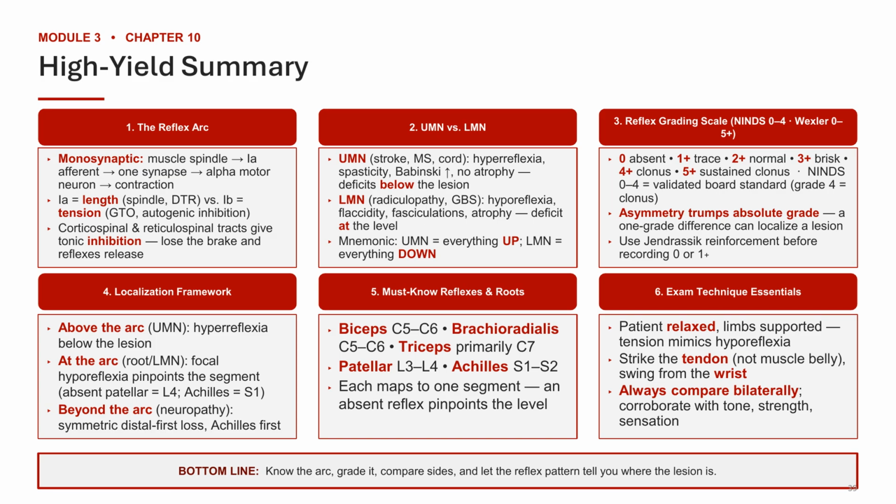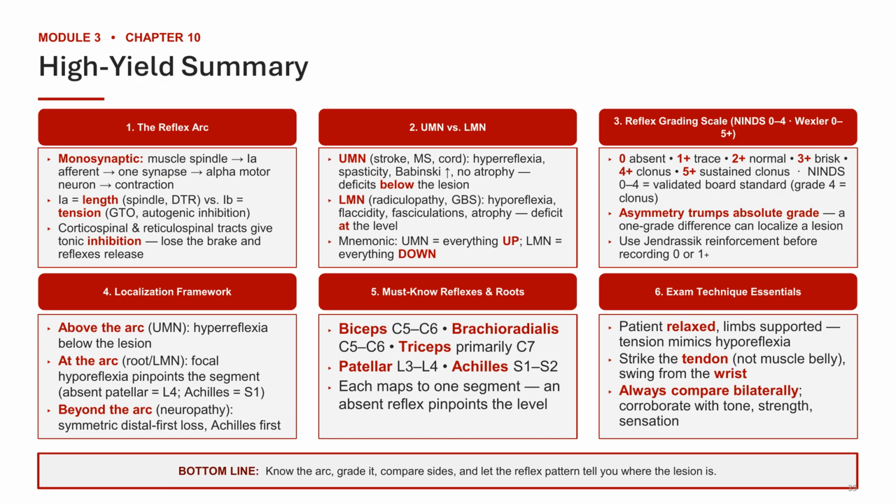1. The reflex arc. Monosynaptic, muscle spindle, 1A afferent, 1 synapse, alpha motor neuron, contraction. 1A fibers monitor length. 1B fibers from the Golgi tendon organ monitor tension. The corticospinal and reticulospinal tracts provide tonic inhibition. Lose the brake, and the reflex is released.